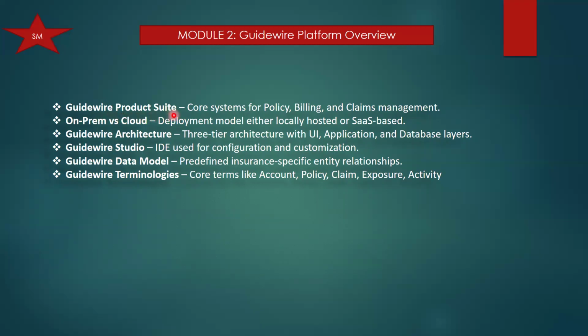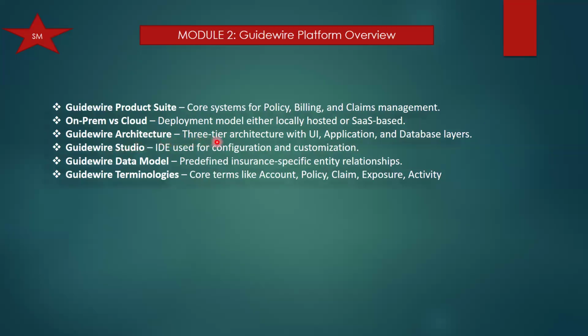So Guidewire product suite. What are the things contained in the Guidewire product suite? So in Guidewire product suite, core system for policy, billing, and claim management. So basically, the product suite contains a core system for policy, billing, and claim management. These three things. Then on-prem and cloud deployment model, either locally hosted or SaaS-based. Basically, on-prem is used for deployment in a locally hosted model, and in the cloud that will be the SaaS-based deployment.